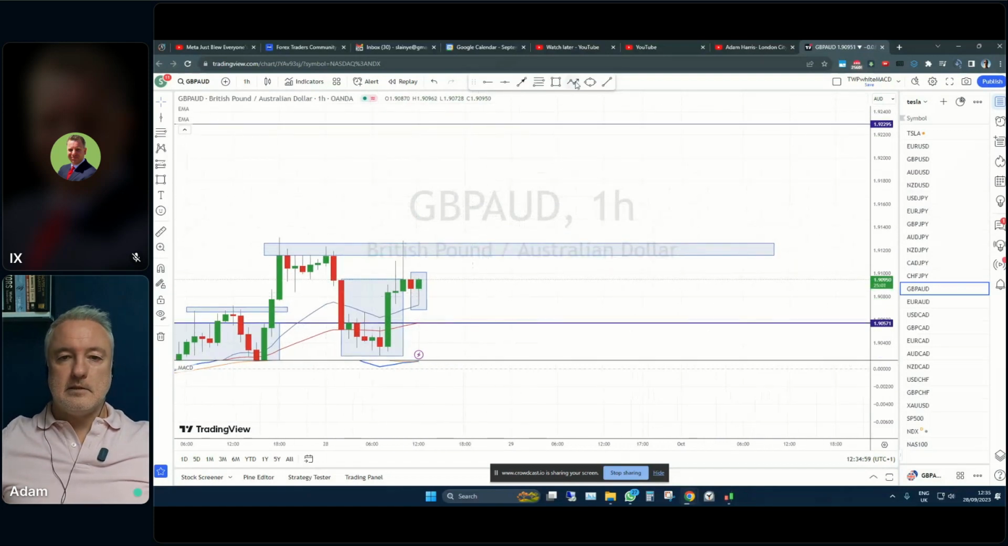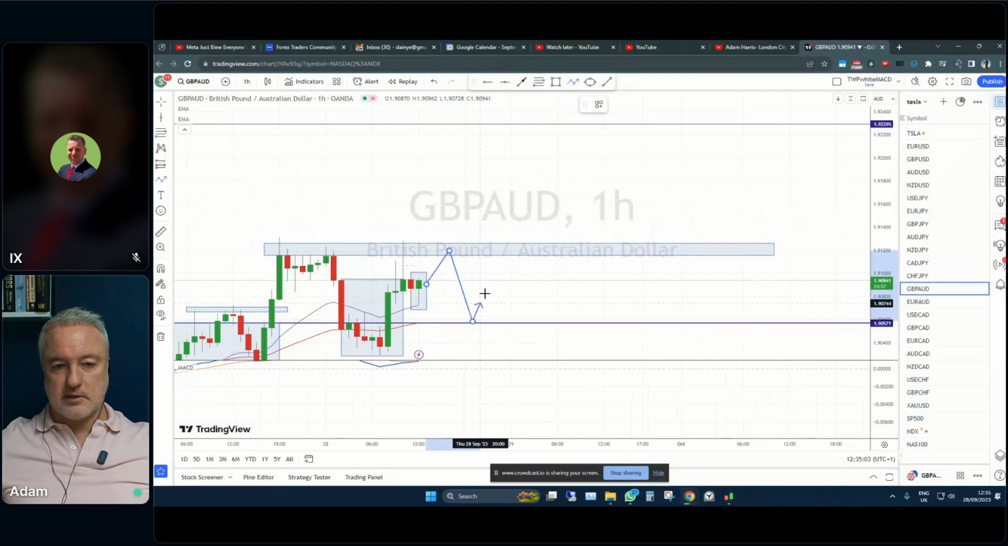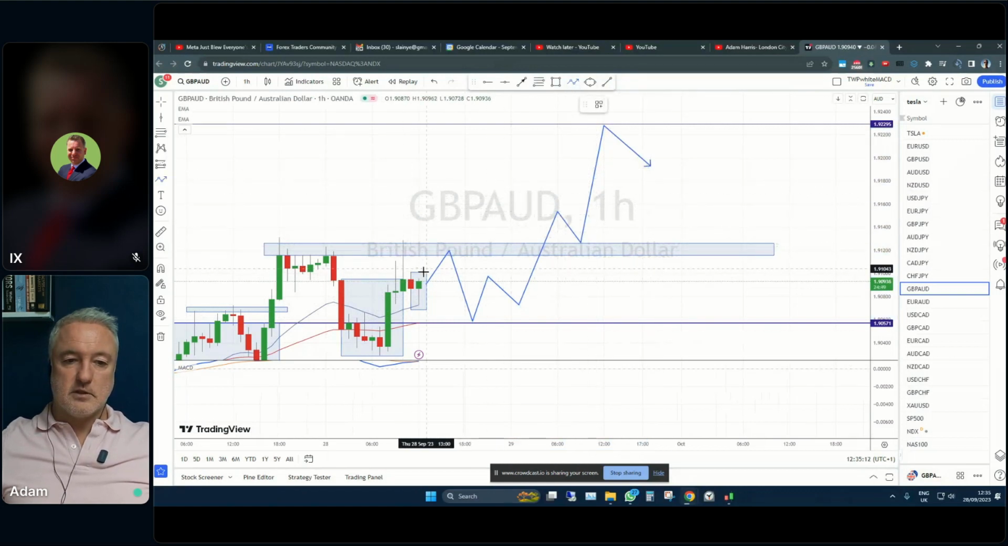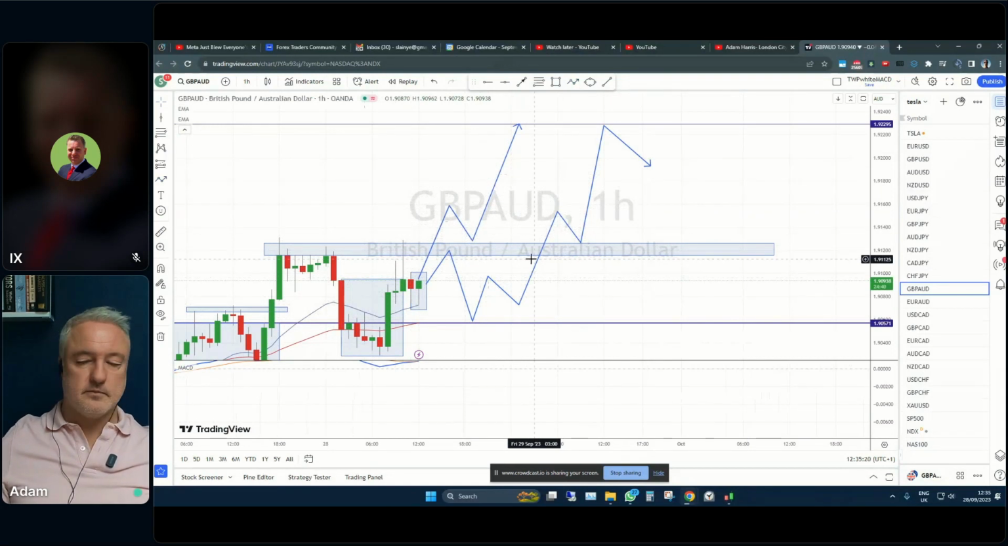Alternatively, I could have something like this happen. It gets up here, comes here, goes like this, does this. Those are all valid ways in which it could do that. It could also do this. It could break through here, do this, break through this, and go up there. Those are different ways in which it can play out.